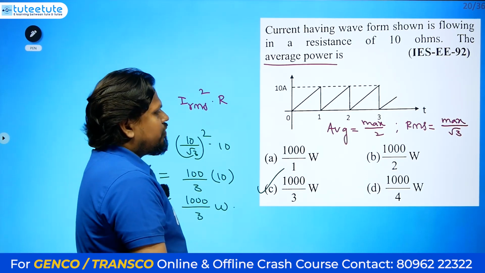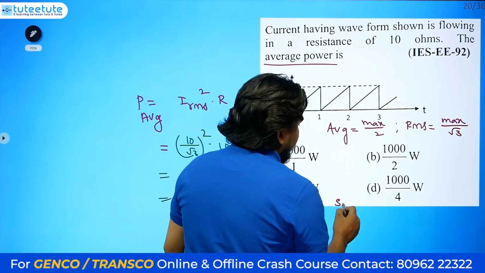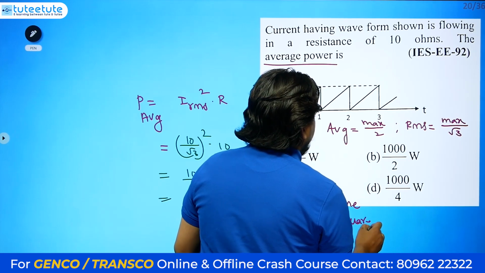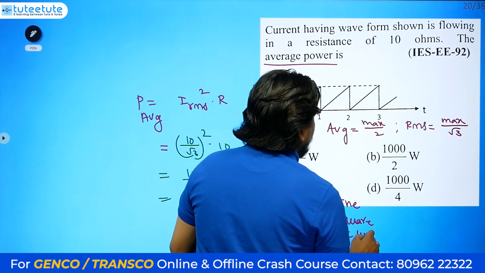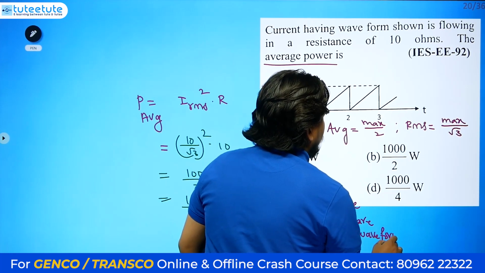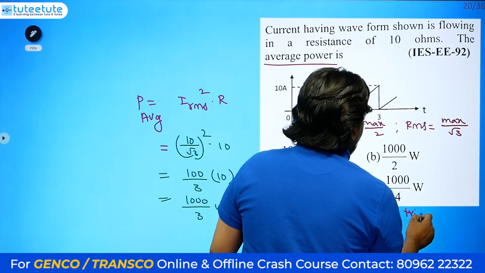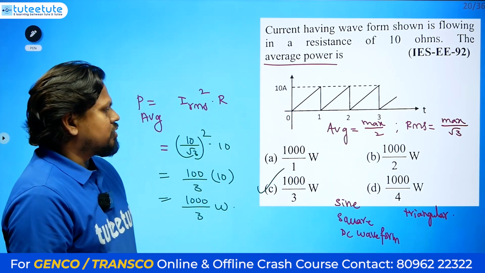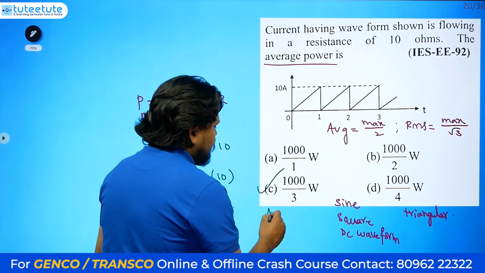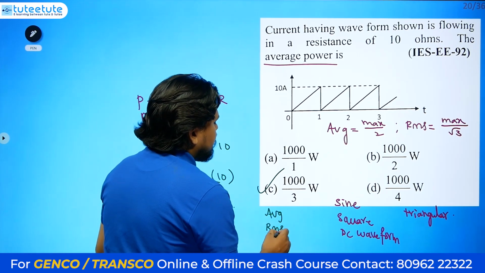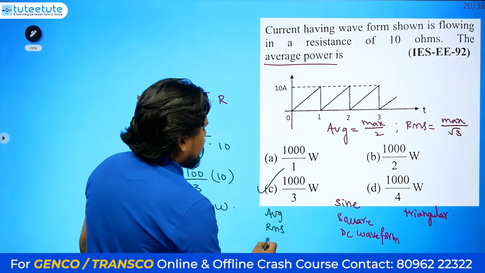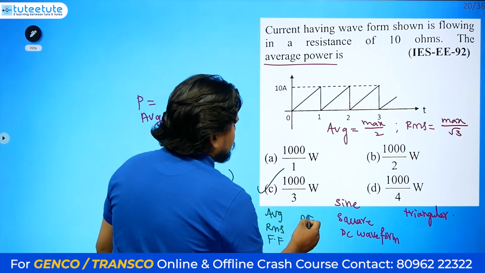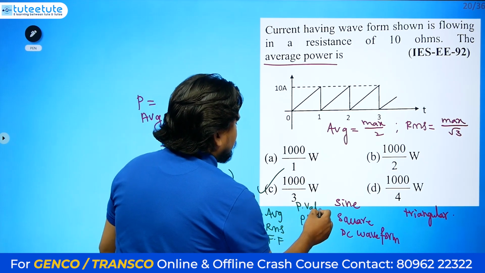Okay, remember the waveforms: sine waveform, square waveform, DC waveform, and similarly triangular waveform. For all these waveforms, we need to get the average value and the RMS value. Then you have to calculate the form factor, then the peak value and peak factor. Both you have to know.